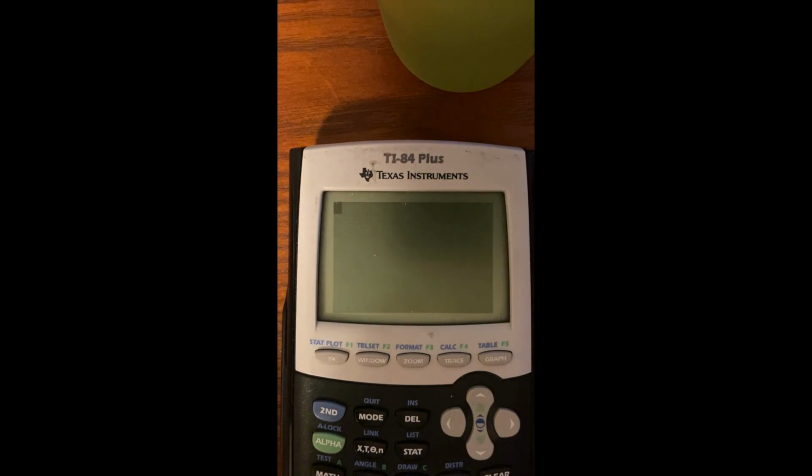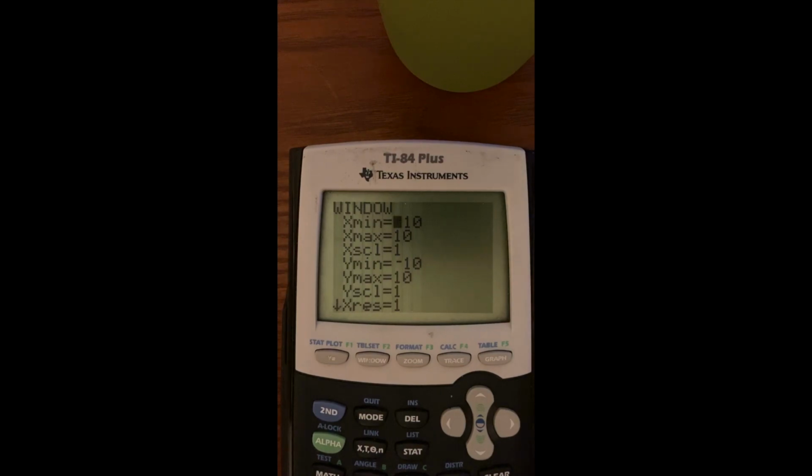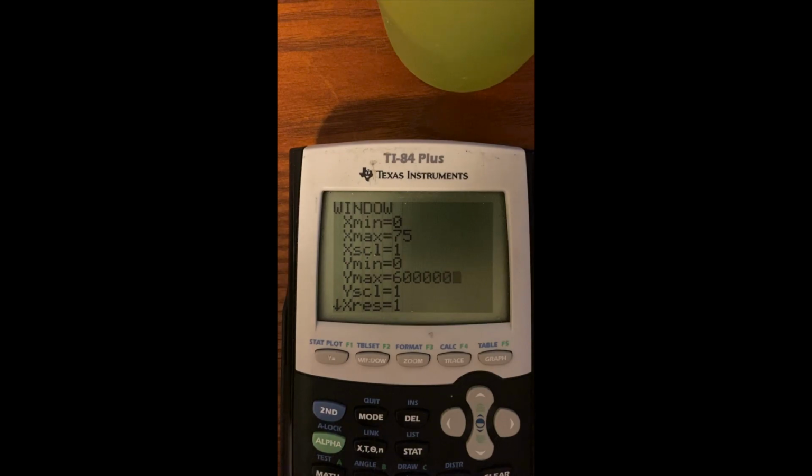So the first thing I need to do is set my window so I know it appears the right way. So I'm going to press window, and I had said to set your calculator so that x is between 0 and 75. So I'm going to change my x-min to 0, and my x-max to 75. And then I said for y, between 0 and 600,000. So I'm just going to do that as well.